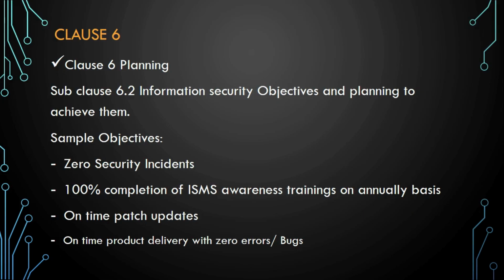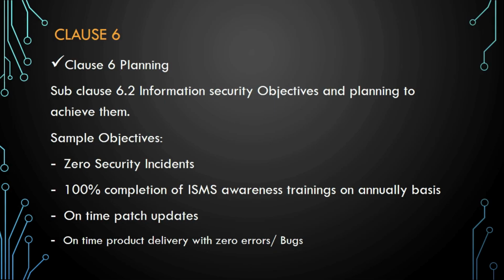The first one is zero security incidents. For example, for a typical product development company, the first objective was zero security incidents. The review of these objectives is annual. In such cases, the target is 100%. Whether they achieved it or not, and how they are measuring those things, we will check in clause number 8. The monitoring and measurement clause is there, and I'll explain it in detail then.